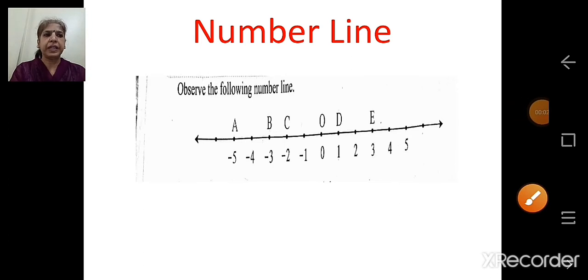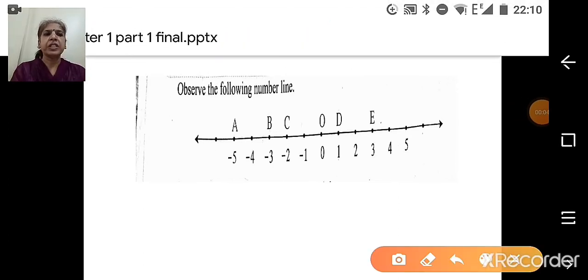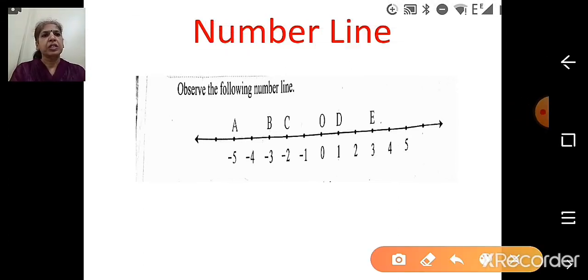Observe this number line. There are points shown on it, numbers are there. So O, we write O, that is origin, that is 0. Then the points are there, point D. Now if we say point D, which number is indicated by point D? It is 1.